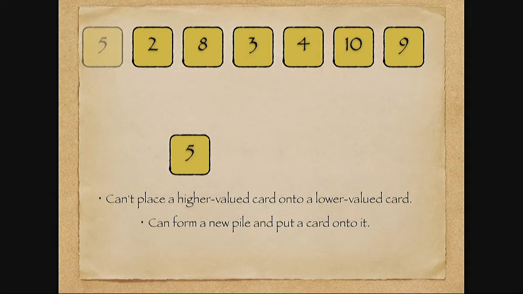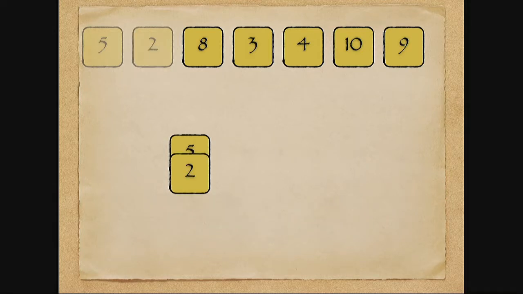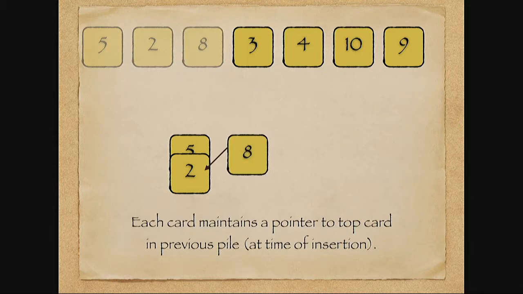The card 2 has a smaller value than 5, so you can put it on top of the previous pile. So you get 5, 2. Now you get 8. 8 is larger than 2, right? So you need to form another pile next to it. And when you form another pile next to it, you draw a pointer, an arrow, from this pile to the top card of the previous pile. Does it make sense? 5, 2, because 2 is smaller, you put it on top, but the 8 is larger, so you need to form another pile.